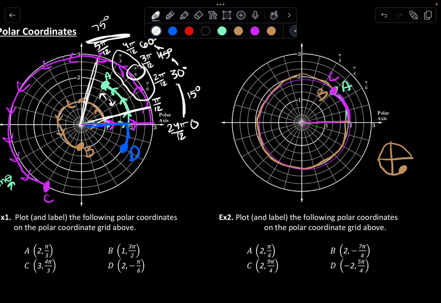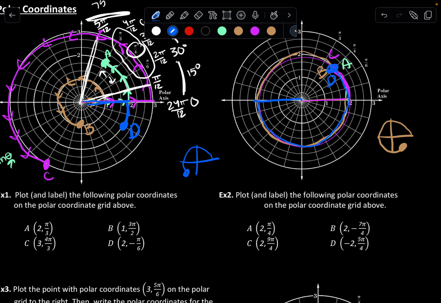And then you can probably guess the last one, D, is going to align as well. We go negative 2, so we're traveling to the left. And now we're opening up 5 pi over 4. So I'm going to open up counterclockwise. So if I think of pi over 4 from standard, I pass 1, 2.5 quadrants. So I'm going to do that in the opposite direction. So I go 1, 2.5 quadrants. And now I have the last one. So these are all the same coordinate point.